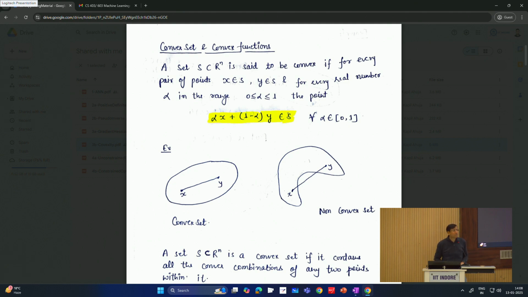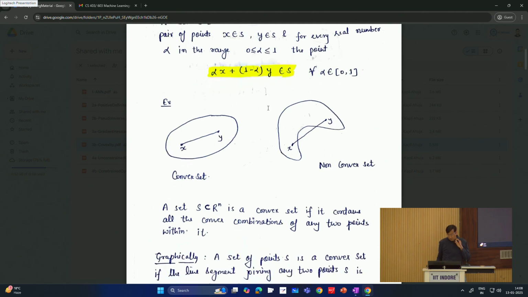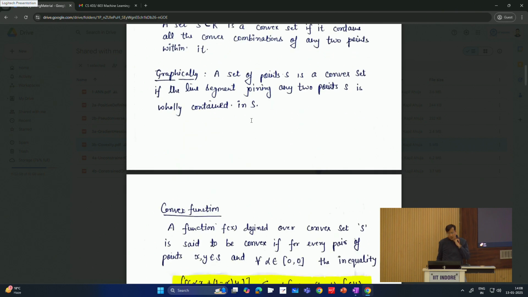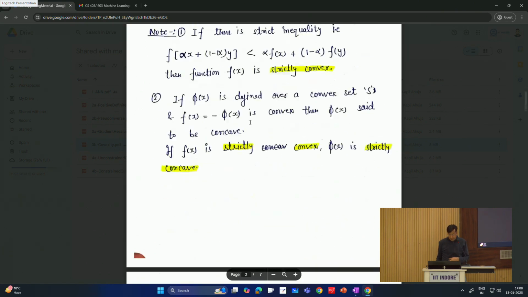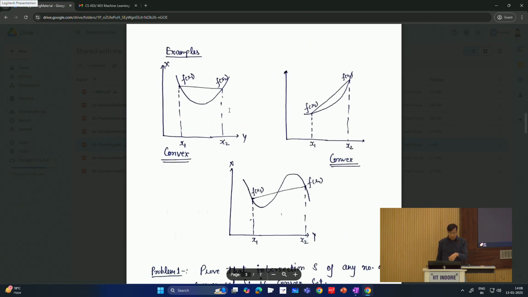Everybody okay? So now coming to convex functions. Convex function, I already defined it for you. I'll come to the definition, but if you look at this figure, the first figure is convex. The set is convex first of all.